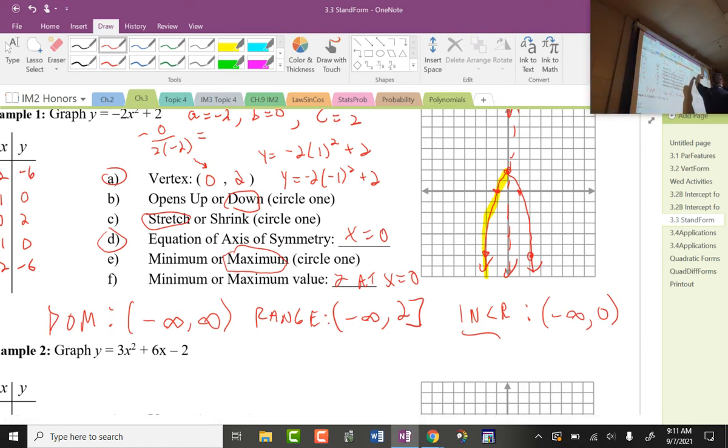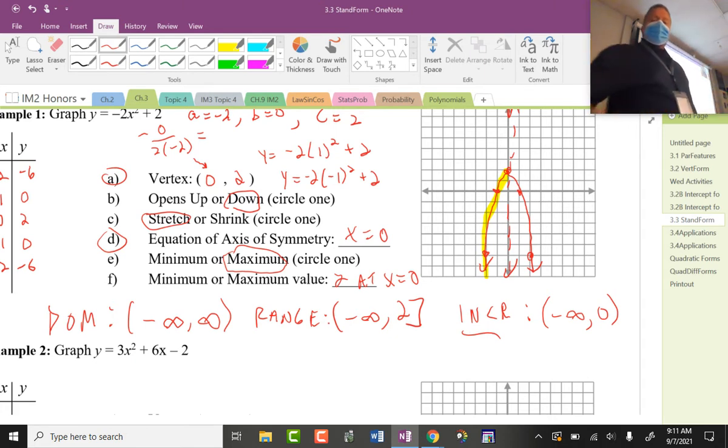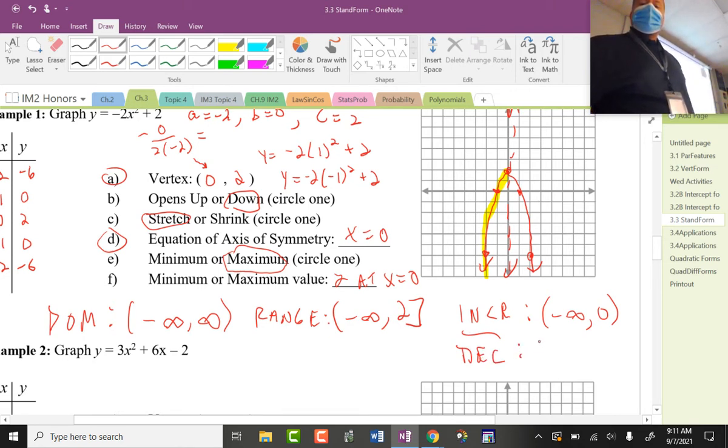Remember the idea. What's the slope of the tangent line right at 0? What's the slope of this line right here? 0. That means it's not increasing or decreasing at 0 at that particular moment. That's the change of direction. So that's the idea of why we don't use brackets there. And then decreasing from 0, the x value, to infinity plugged in. Never name the y's, always the x's.